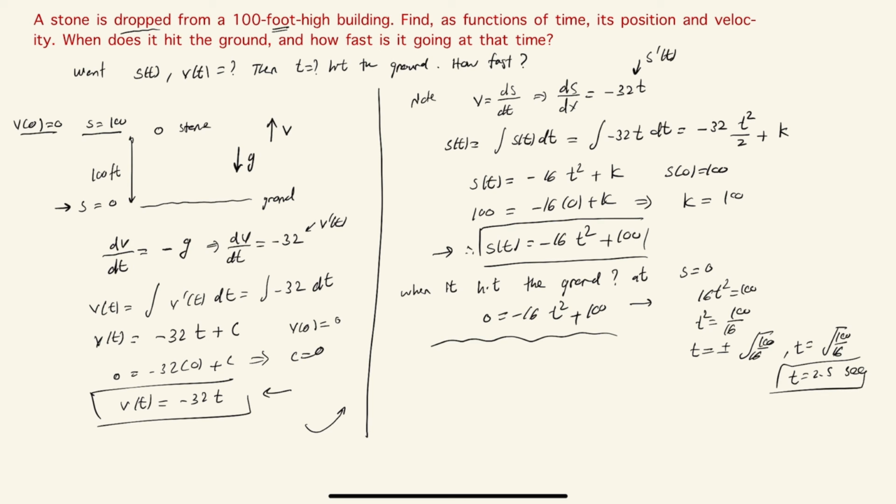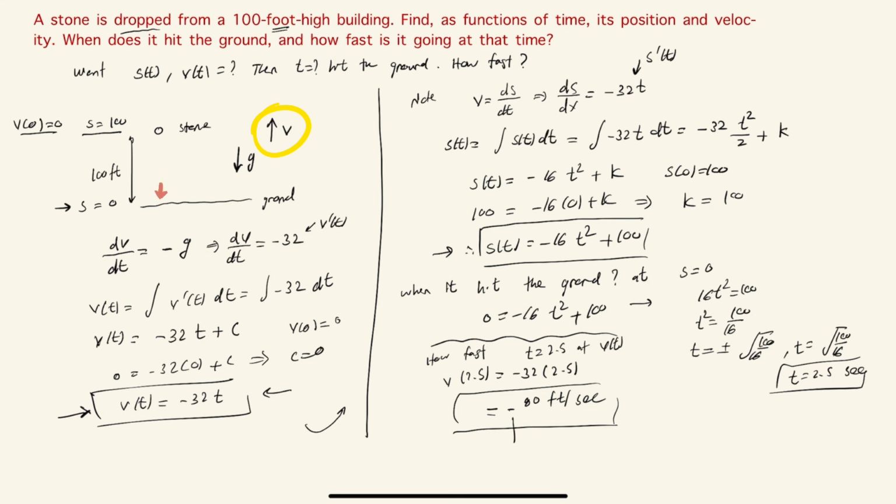Now, how fast is it going to be at t equal to 2.5? I'm going to use the velocity equation and plug in t equal to 2.5. It's going to be minus 80 feet per second. So the speed is going to be 80 feet per second, and note here the negative sign means just that it's going downward since we chose our velocity to point up.